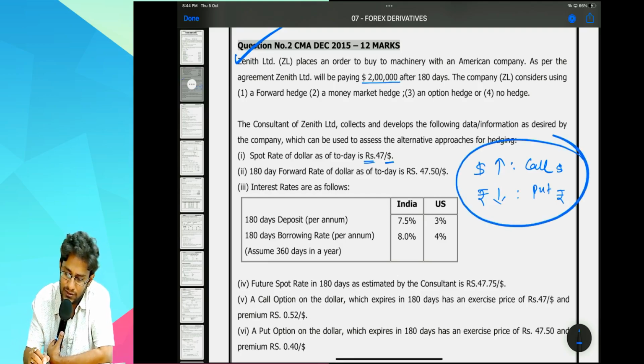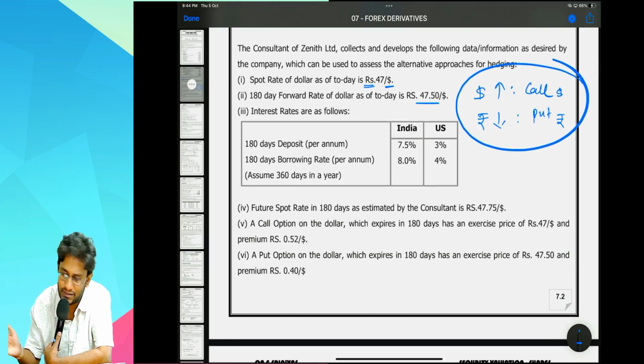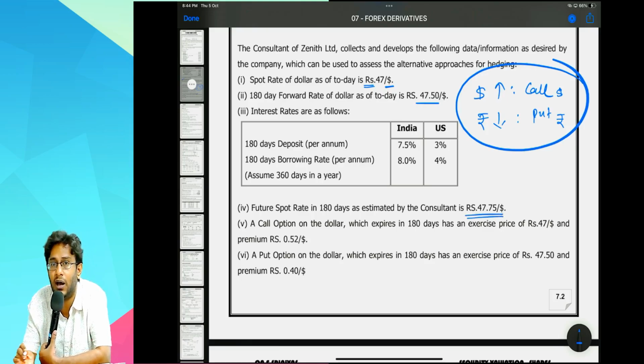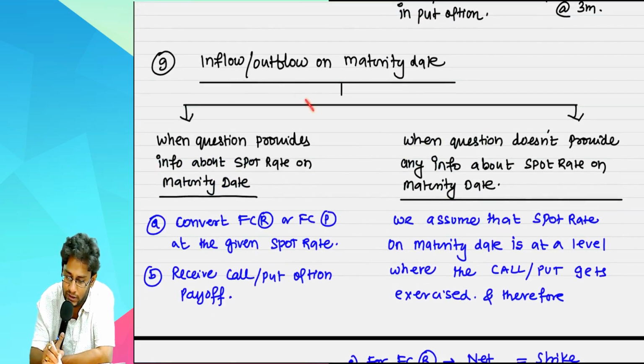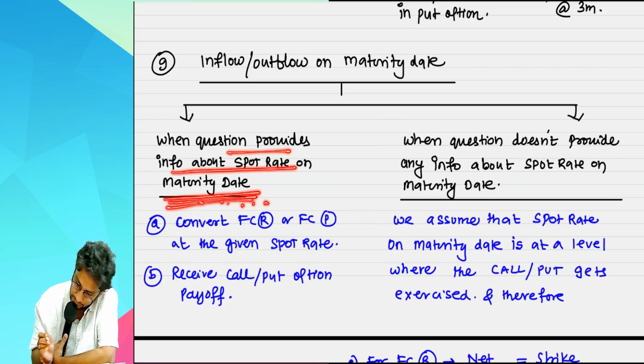See, that fellow is giving you the forward rate, and the India and US interest rates. Okay, all that is for money market hedging. Next, the future spot rate in 180 days as estimated by the consultant is 47.75 rupees per dollar. That means after 6 months time, what rate has he estimated? That means in this you will fall under the case where the question provides information about the spot rate on maturity.